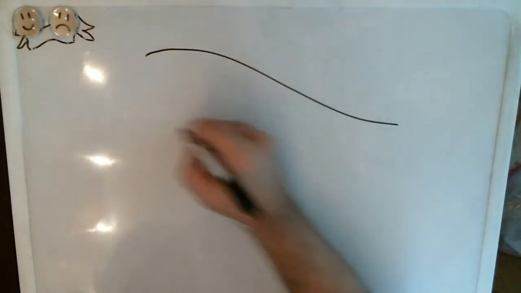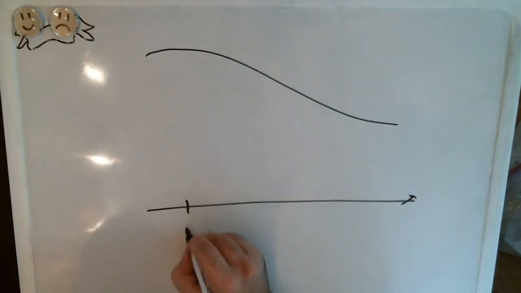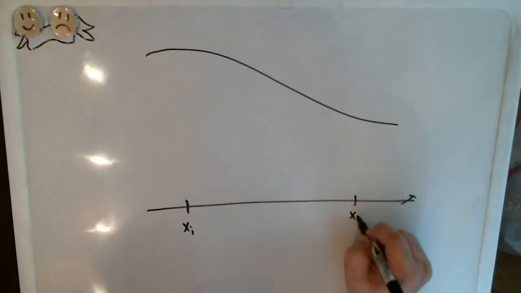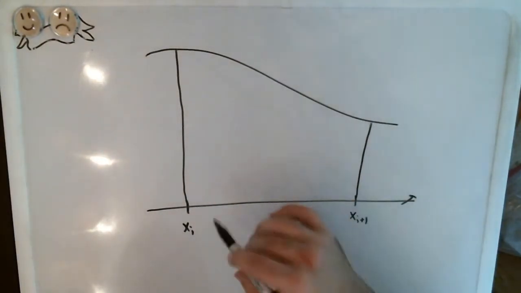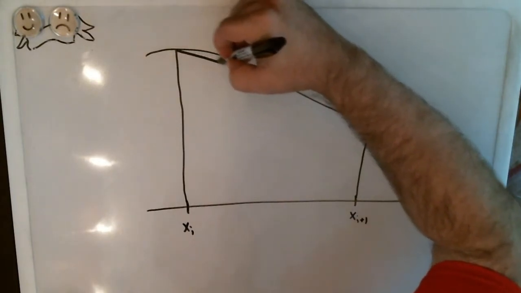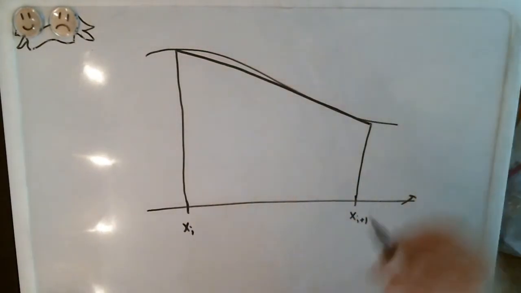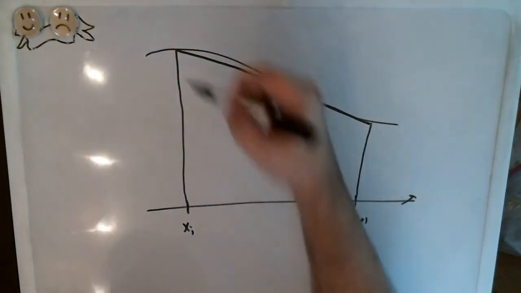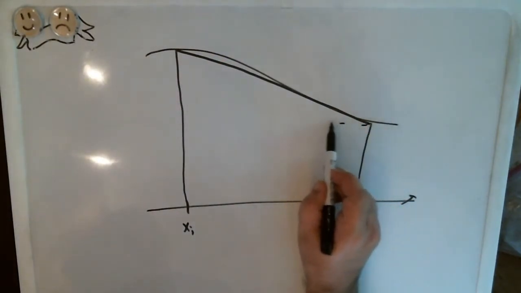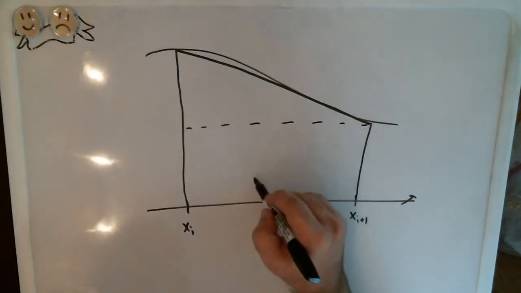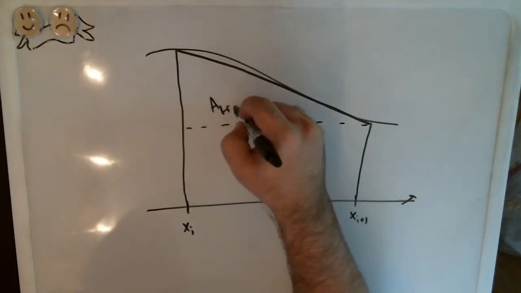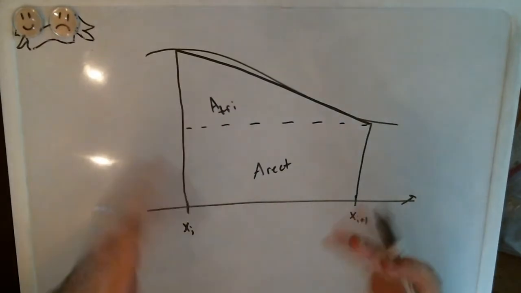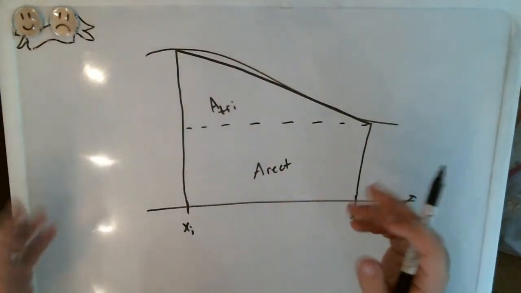What about trapezoid? The trapezoid rule says, between x_i and x_i plus 1, rather than making a rectangle out of this, let's connect these two points with a straight line. Now I've formed a trapezoid, where the area is just whatever the area of this rectangle is plus the area of this triangle. Figure out the formulas. That's part of the goal of that exercise.